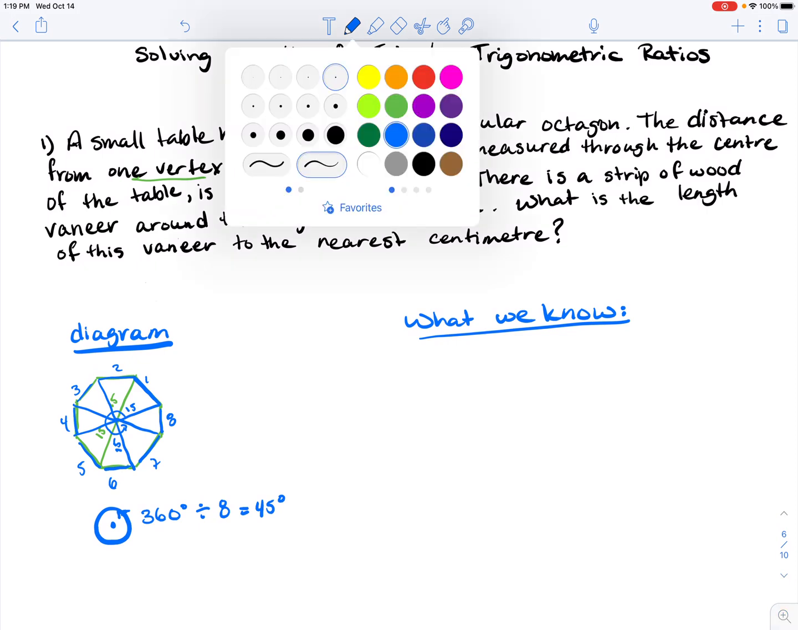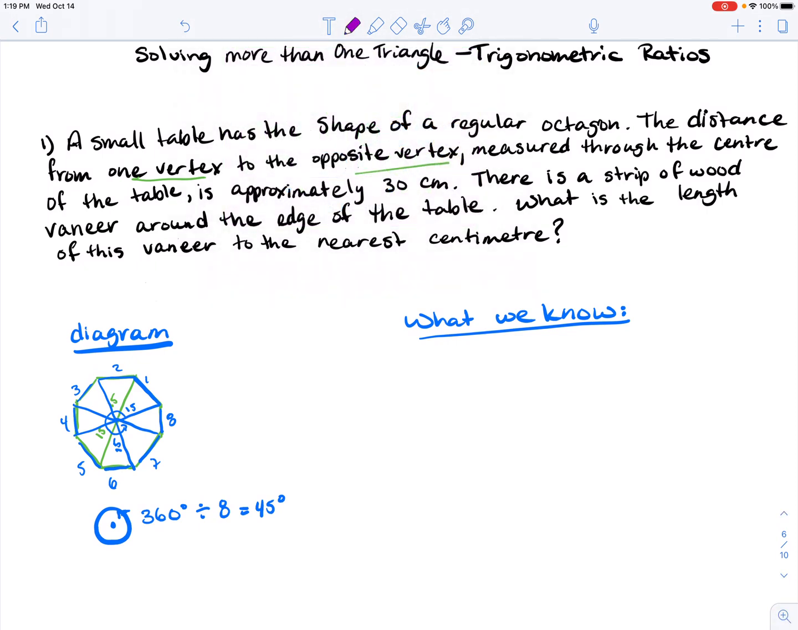So I have 45 degrees in here. I have a side of 15, and I'm going to erase my 8 so you don't get confused there. We know that's the 8th triangle. I'm going to call this one B, this one C, and my point in the middle here I'm going to call A.